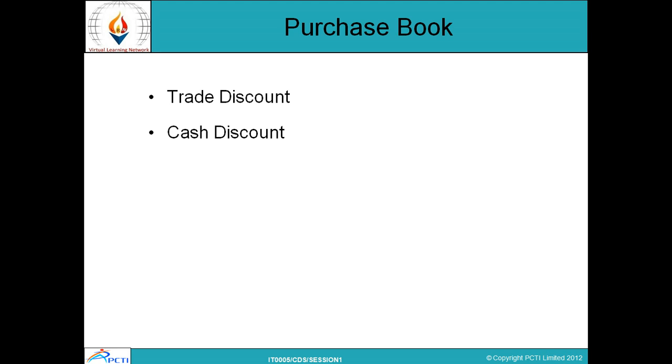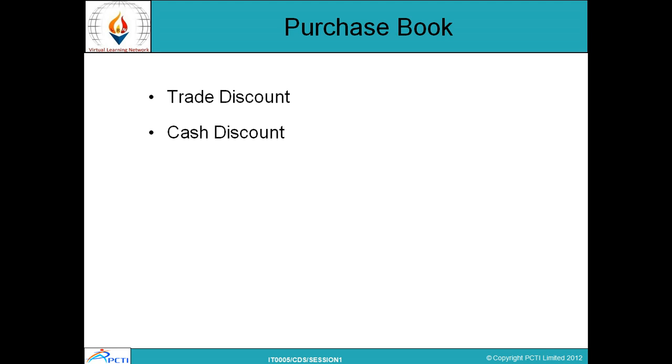Always remember, as an entrepreneur, as an accountant, you need to record all your cash transactions in a cash book and all your credit purchases in a purchase book. Now, what happens? There are two forms of purchase book. In the purchase book, we record two different types of transaction: trade discount and cash discount.